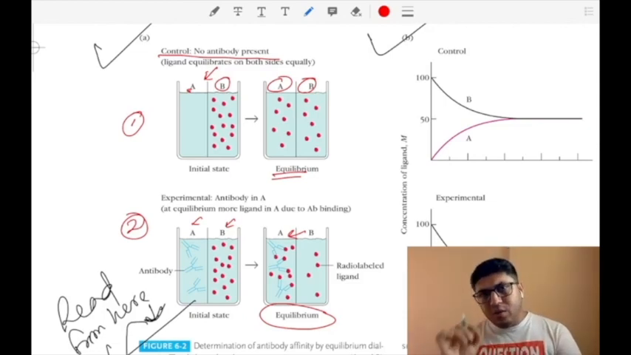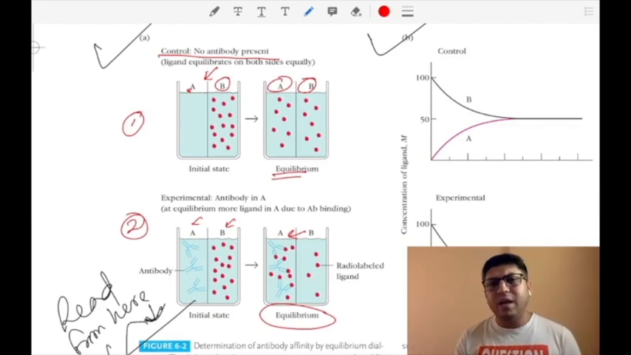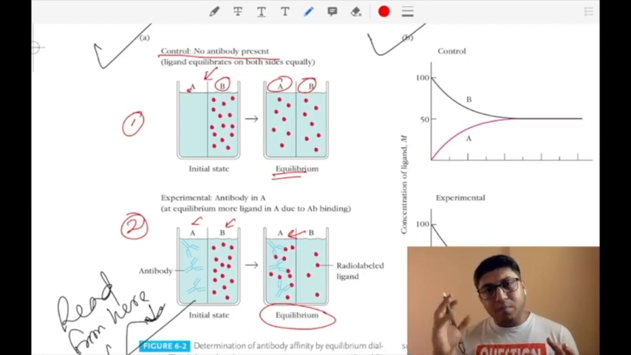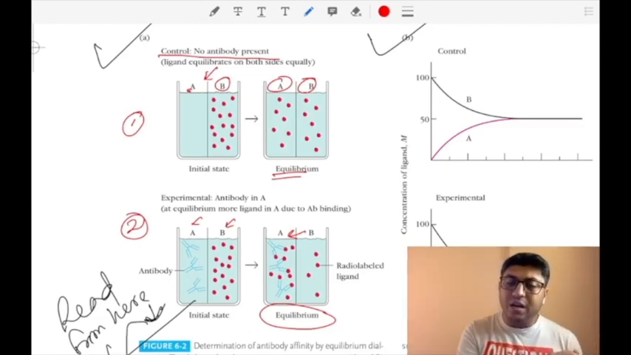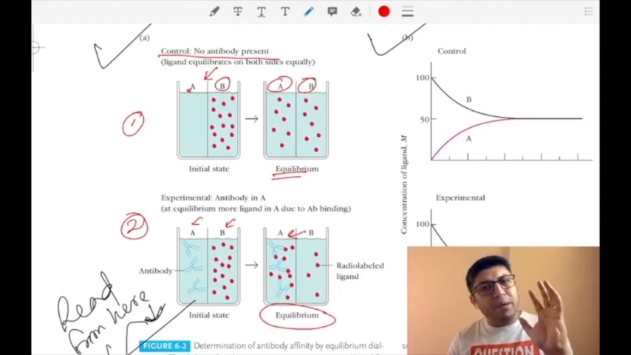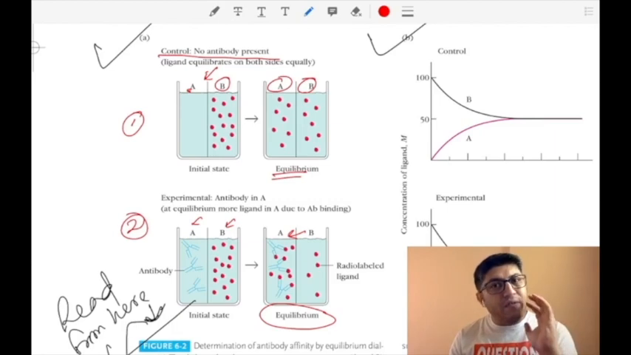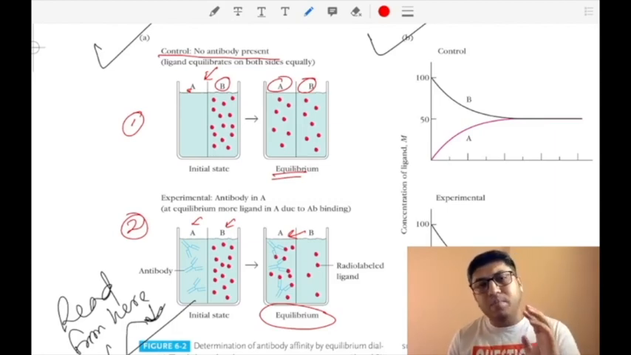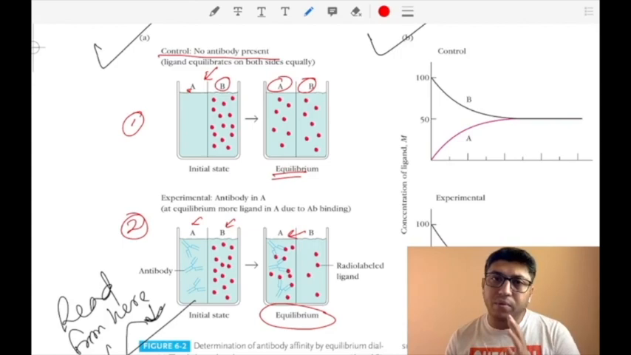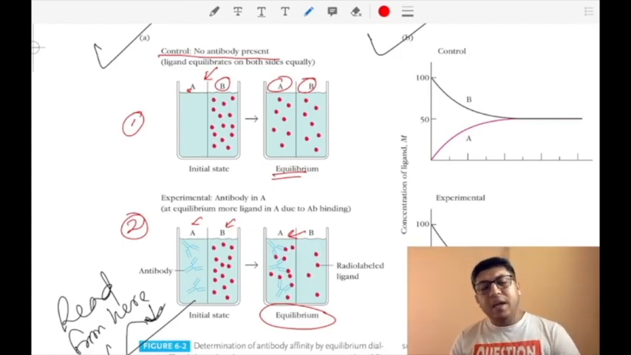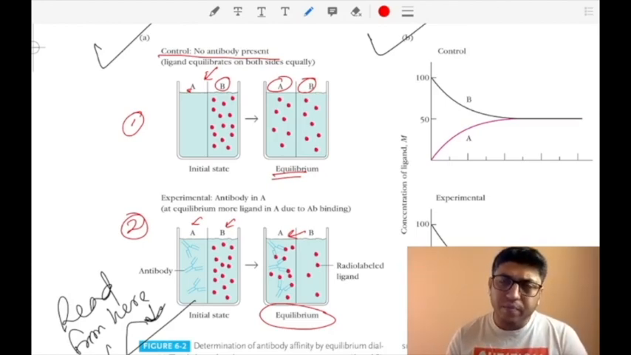If we ask chemistry people, they would say two molecules will interact with each other. But when from one compartment more molecules are moving to the second compartment, it means the second compartment has an attraction, it has an affinity. Now this affinity is the first and most important thing that was discovered in immune chemistry. That means antigen antibody interaction is not just a simple interaction between two molecules like in chemistry.